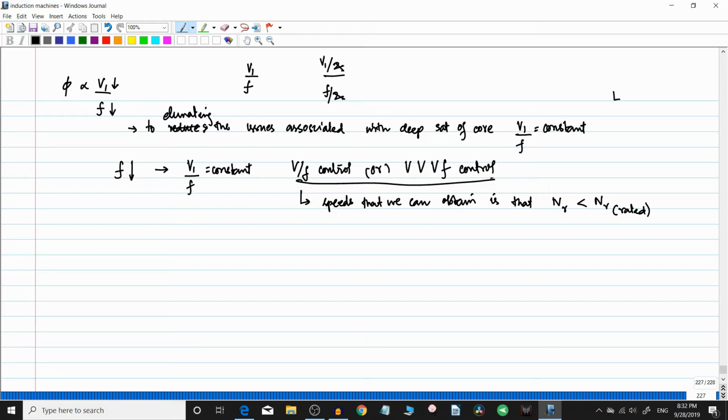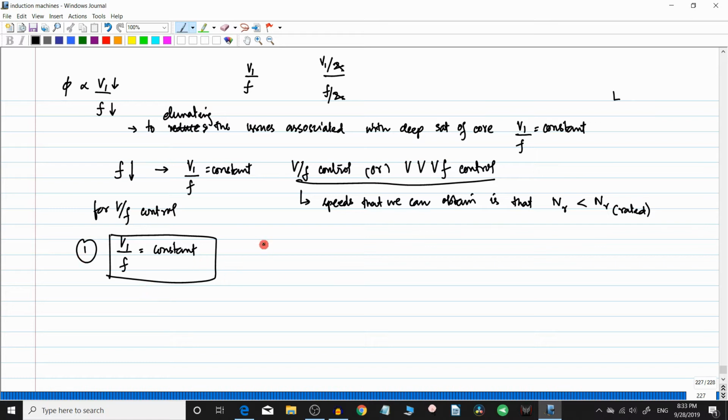So now we have to go into a little bit of depth here. The first equation we have always seen: V by F should be constant. So for V by F control, these are the things. For V by F control, the first point is V by F should be constant.